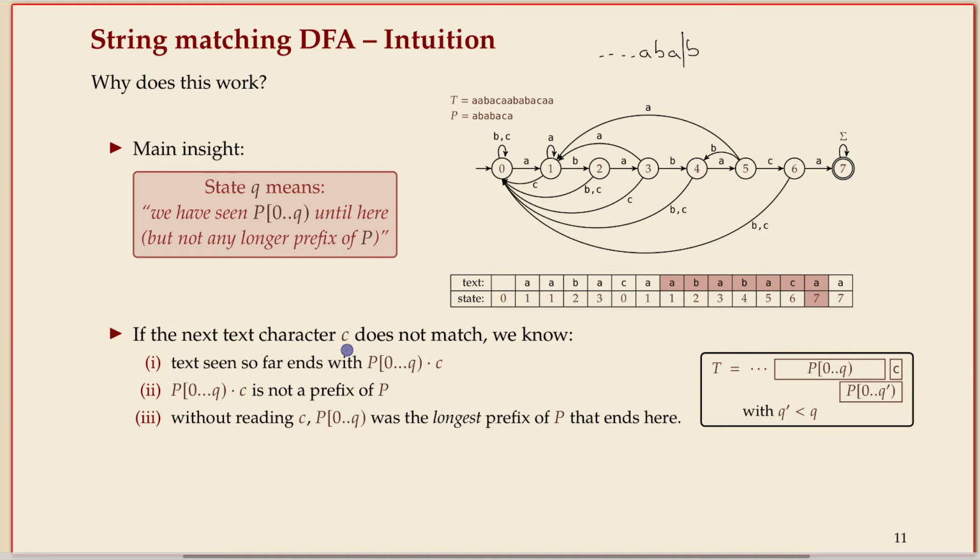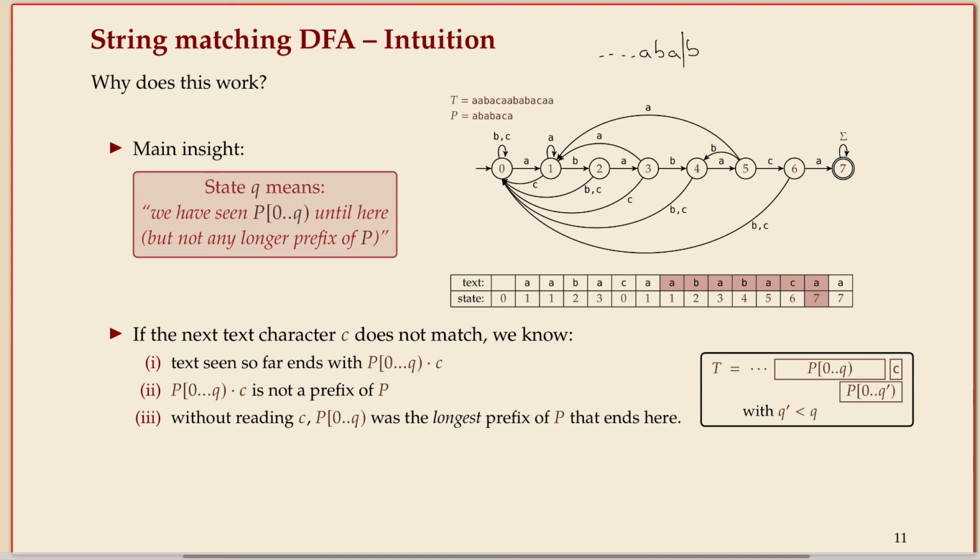The interesting case is when the next character is not the right one, not the one that the pattern has. Like in this case, in state 3, the C, where C stands for an arbitrary character. What we know about the text is that it ends with this prefix of P and this one new character. We also know that this is not a prefix of P, because the C doesn't match. And the third thing we know is that without this C, this was the longest match, the longest prefix of P that we could find.